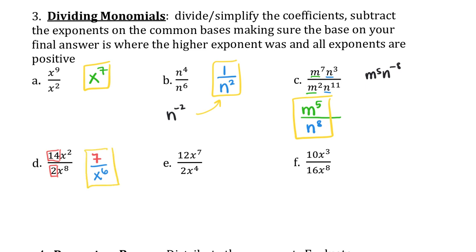Okay, I'm going to do it the other way for people who learned it the other way. Okay, 14 divided by 2 is still 7. x, if I do top minus bottom, I get 7x to the negative 6th. And then once I rewrite it, I get this answer.